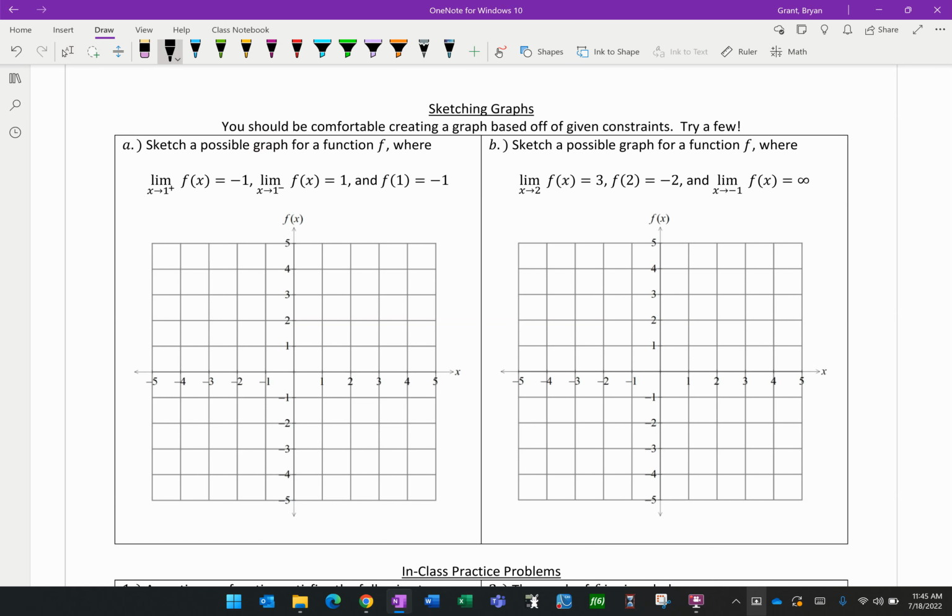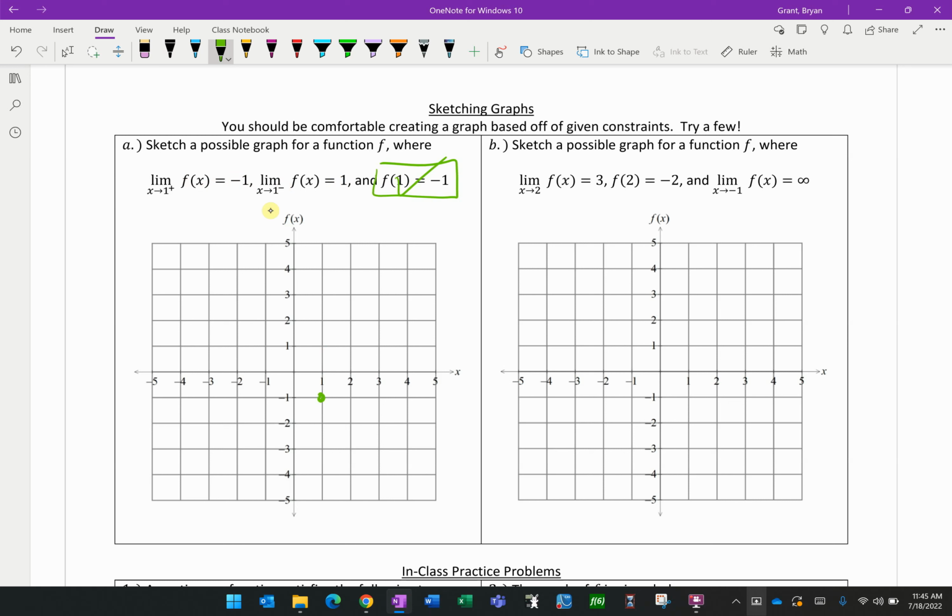Sketch a possible graph for a function f where the limit as you approach 1 from the right side of f of x is -1, from the left side is +1, and f of 1 equals -1. I always like to start with the points. I think those are probably the easiest. This is 1, comma, negative 1. We took care of it.